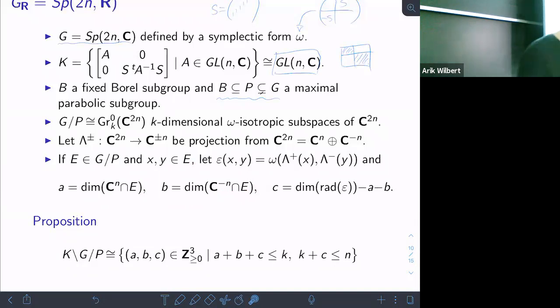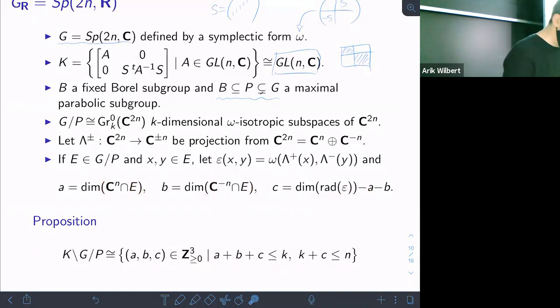And then to get the third integer here, I need to define a symmetric bilinear form on the isotropic subspace E. And so it's sort of an exercise, I guess, to check that this is actually a symmetric form. And so I can talk about the radical, and I'm going to say C is the dimension of the radical minus A minus B. So it's a fact that these subspaces are always contained in the radical, and then sometimes you get extra dimension. And C is the extra dimension. Okay, so then the fact is that the K-orbits on the flag variety correspond to these 3 integers as long as these conditions are satisfied.